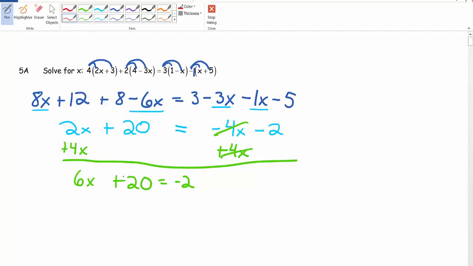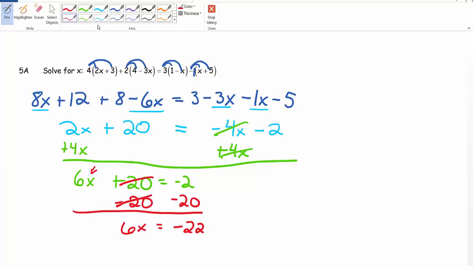Well, this positive 20 really has nothing to do with the x that we're trying to find and isolate, so we'll go ahead and subtract the 20 over. On the left side, they end up dropping out, leaving us with our 6x equals negative 2 plus negative 20, or negative 2 minus 20, same thing, equals negative 22. And then lastly, we'll go ahead and divide both sides by our coefficient 6. x then comes out to be equal to negative 22 over 6, which simplifies to negative 11 over 3.